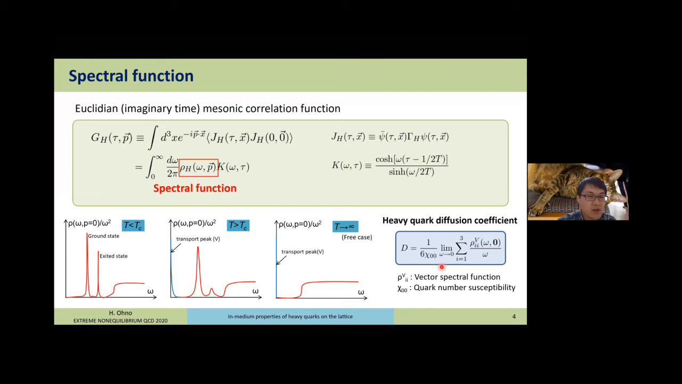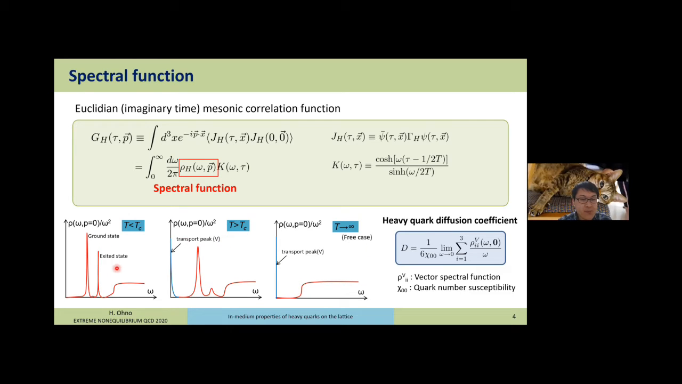As I'm studying lattice QCD, here I will consider the Euclidean mesonic correlation function, which one can calculate on the lattice. The mesonic Euclidean correlation function is defined like this, and the spectral function is hidden in this Euclidean correlation function. Here I show a schematic picture of the temperature dependence of the spectral function, which we may expect.